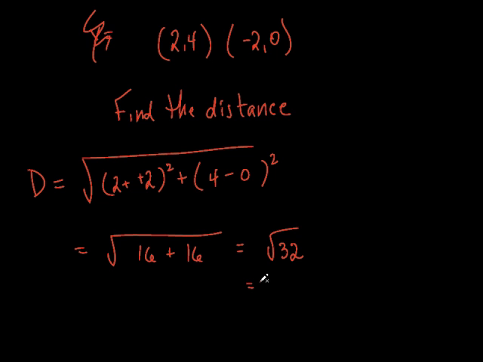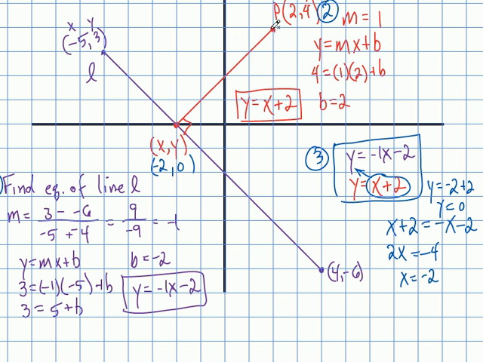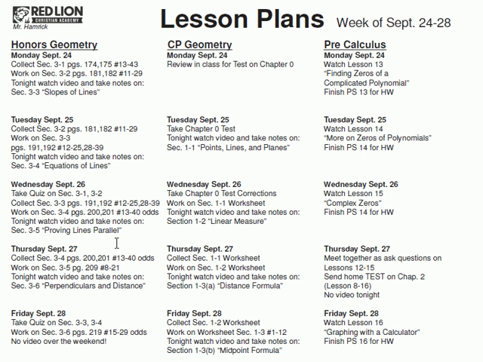Now, if you wanted to, you could throw it into a calculator. If you do that, you get around 5.66. So either way, I would accept the square root of 32. That would be perfectly fine. Or you could put that into a decimal and get 5.66. So what did we just do? Let's go back to this thing right here. That's how long this line is right here. It's the square root of 32 or 5.66.